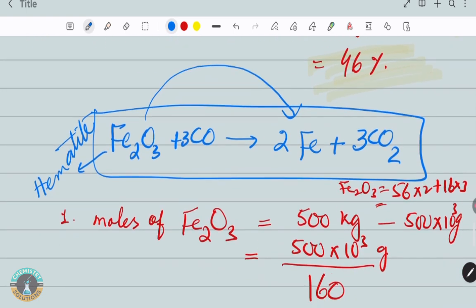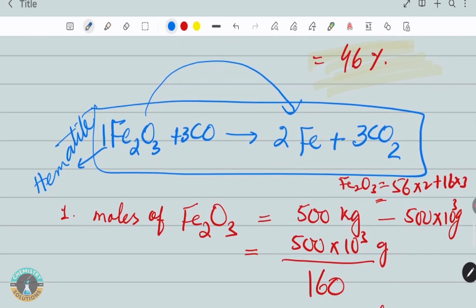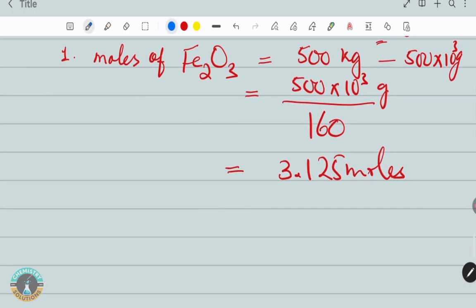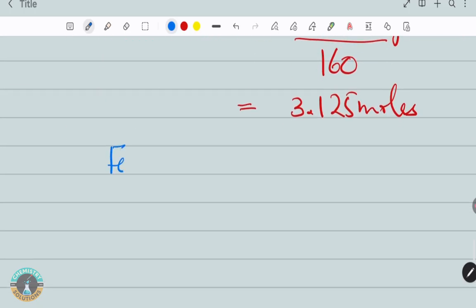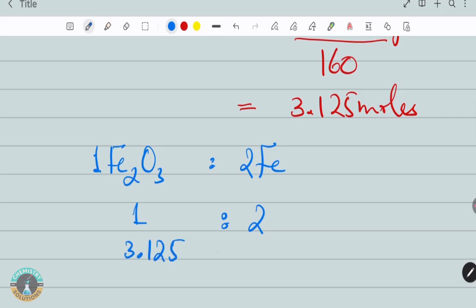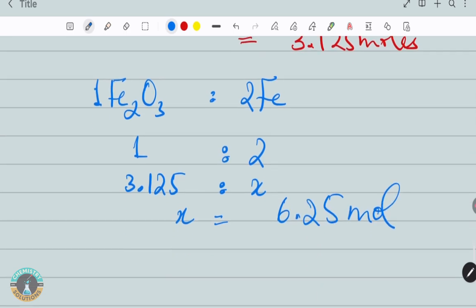The second step is the ratio method, because to move from Fe2O3 to Fe we have to use the moles. So 1 mole of Fe2O3 gives 2 moles of Fe. For 3.125 moles, how many moles of iron will there be? We have to multiply this value by 2. So 6.25 moles of Fe has been calculated.